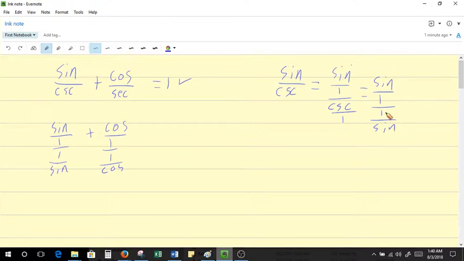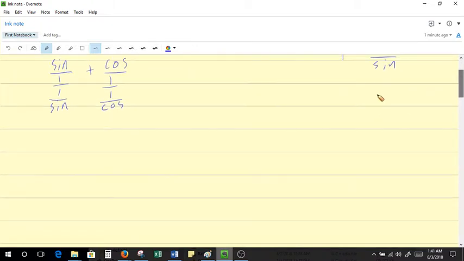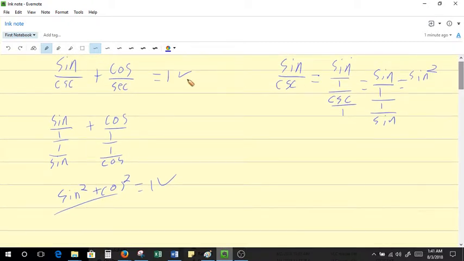And then when you deal with this, you bring the fraction to the top, flip it, and multiply. There's an academic way of understanding that too, but there's really no point in explaining it that way. Just bring it up, flip it, and multiply, and we'll get sine squared. So that's what's going to happen here. We're going to get sine squared plus cosine squared, and that is an identity that equals 1. So we are done.